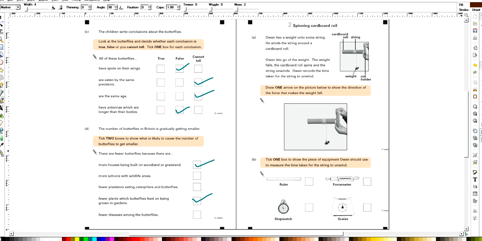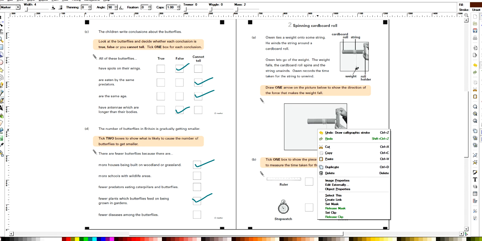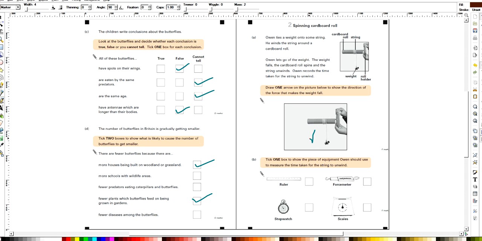Okay, any suggestions for that? So that's question 2. So where is the force? At the top, maybe, or at the bottom. So the force would be at the bottom, acting down. Right? That's the force of gravity.